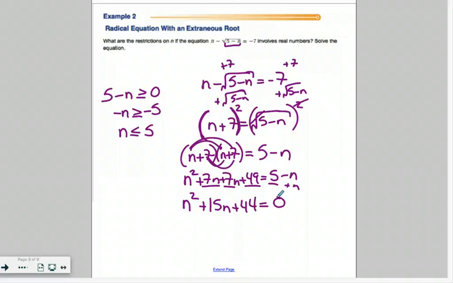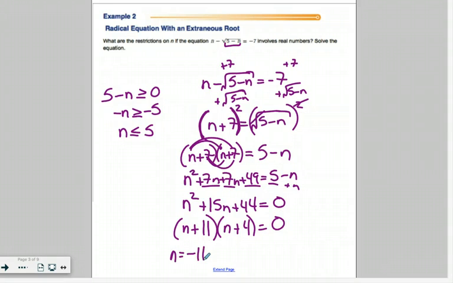So now that it's equal to 0, I can either use the quadratic formula or I can factor this. This actually does factor because 11 times 4 gives me 44 and 11 plus 4 gives me 15. So n plus 11 and n plus 4 are my factors, which means that n either equals negative 11 or n is equal to negative 4. Now, on first glance, just taking a look at the restriction, both of these values of n do fit the restriction. Negative 11 is in fact less than 5. Negative 4 is in fact less than 5 as well. So what we need to do to identify the extraneous root is actually plug it in and verify.